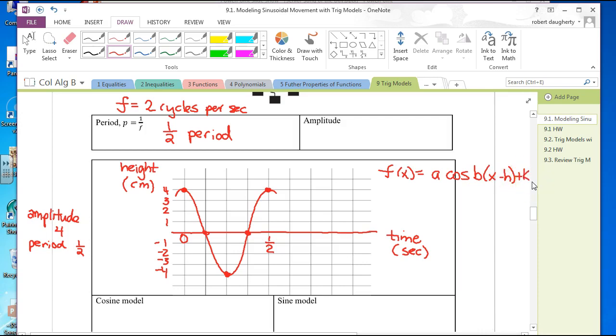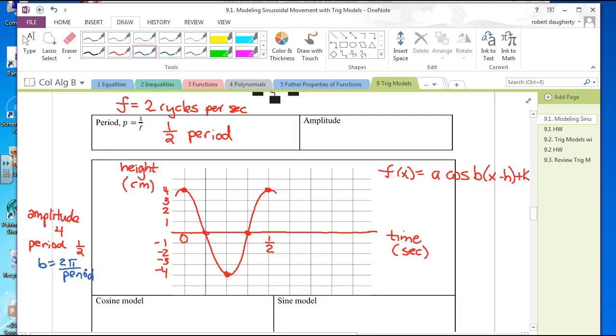Okay. A is going to tell me what? How will I figure out what A is? The amplitude. How will I figure out B? I need to know the period. Okay. So if I know the period, how do I solve for B? B is equal to 2 pi divided by the period. Come on, guys. We were quizzed on this last week. B is 2 pi over the period.